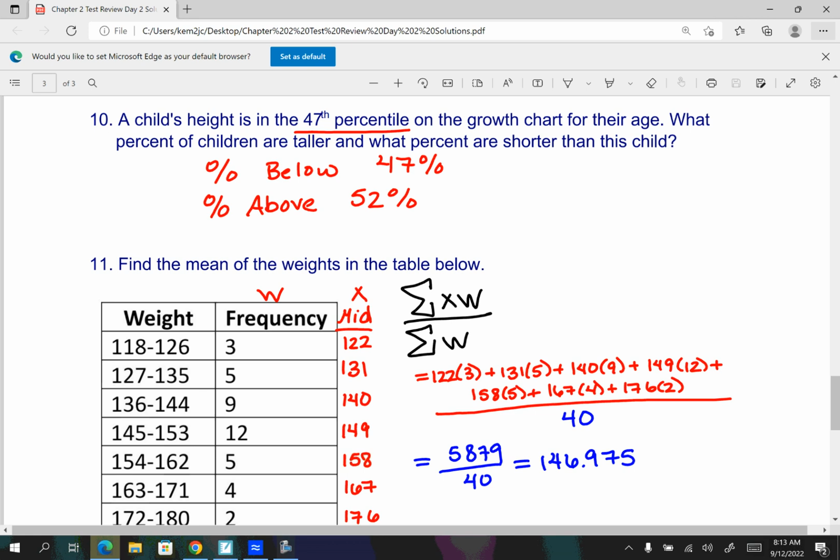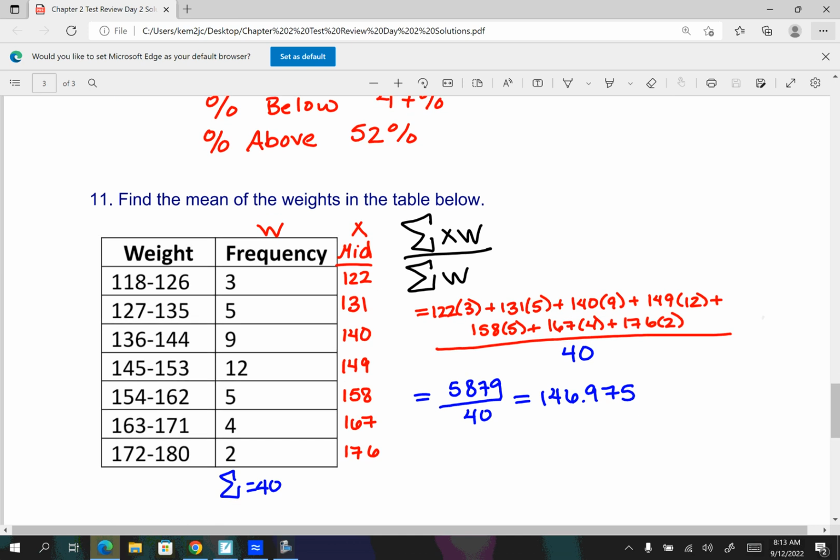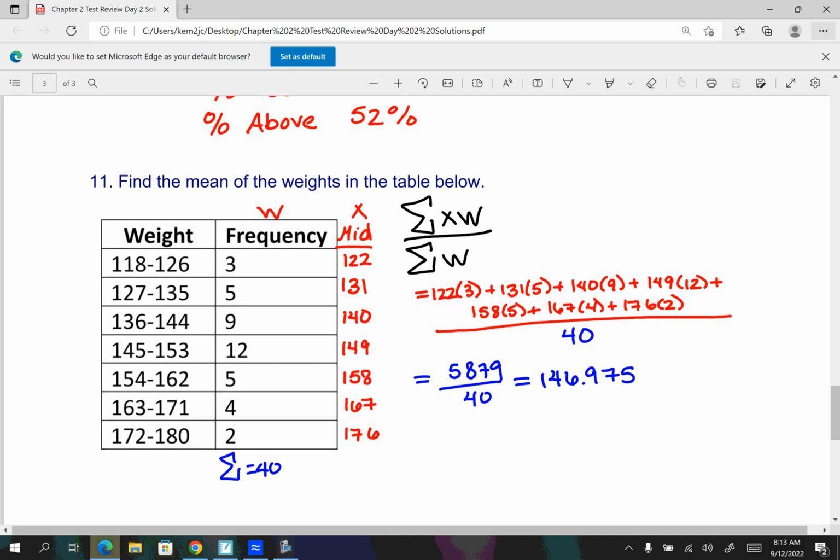Number 11 is just another weighted mean. The problem pretty much tells you you're finding a weighted mean because it says find the mean of the weights. So here, these are a little tricky because we have a group here. It's like a grouped mean, I guess, too. You might see that formula on your paper as well. But you don't have the actual data values themselves. We don't know if that first group is 118 or 123. We just know there's 3 of them.